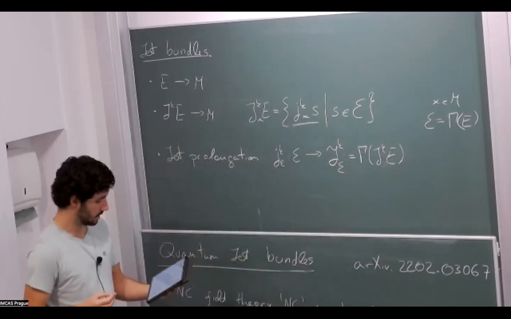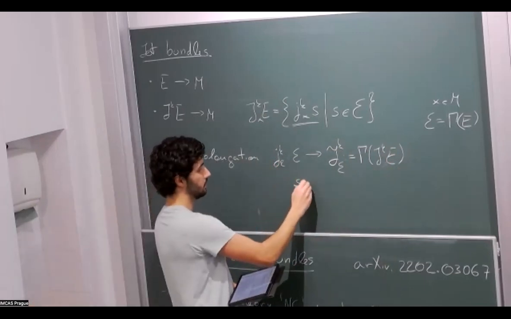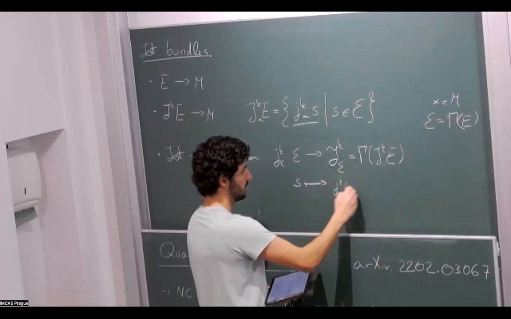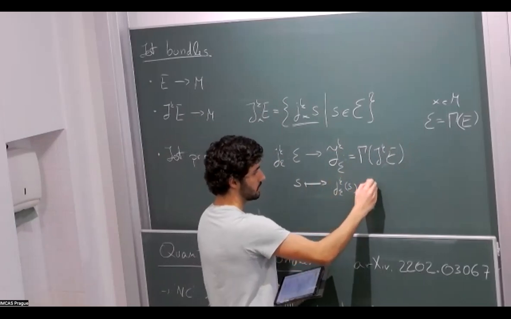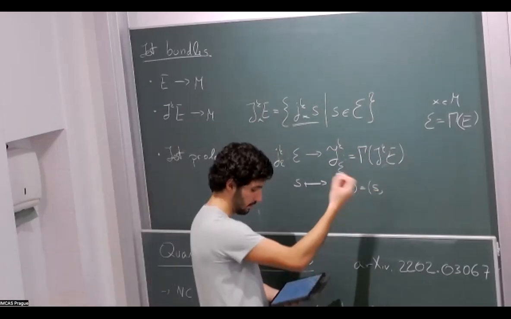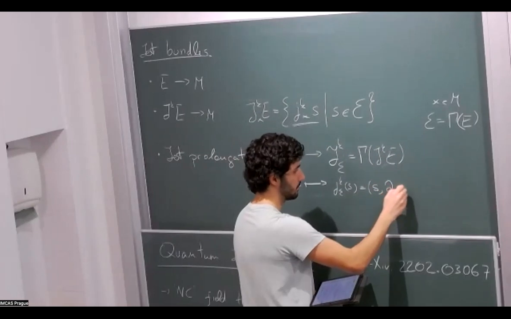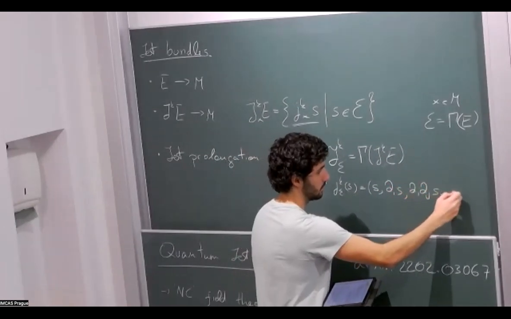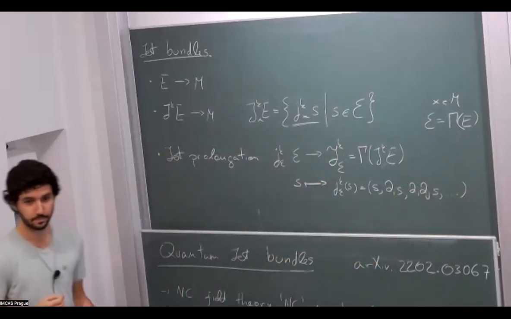And the idea here is that it takes the section s to J^k of s, which would just be the Taylor expansion of s. So locally we'd have s, then the first partial derivative of s, then the second, and so on and so forth, until we reach the k-th derivative. Right?